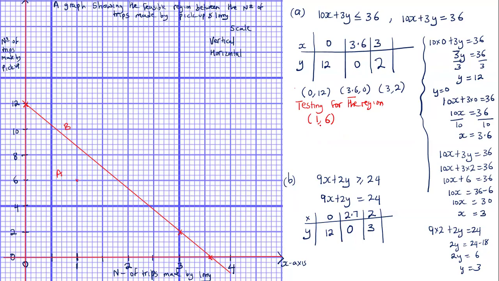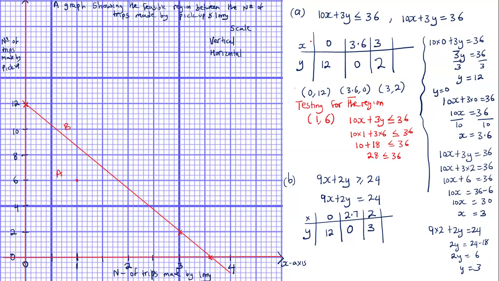So I'll come and I say my equation I'm testing is 10x plus 3y less than or equal to 36. So I substitute. This is 10 times 1 plus 3 times 6 less than or equal to 36. So this is going to be 10 plus, then I multiply. 3 times 6 is 18. So 10 plus 18 gives us 28 less than or equal to 36.